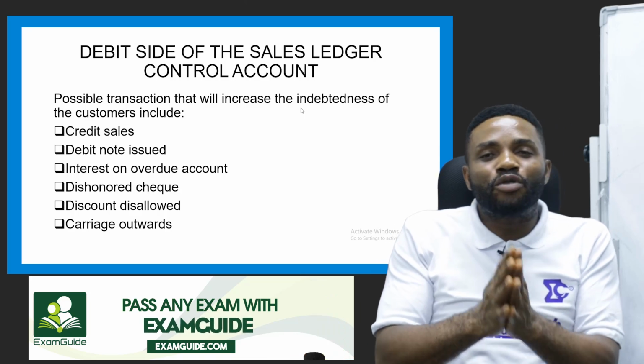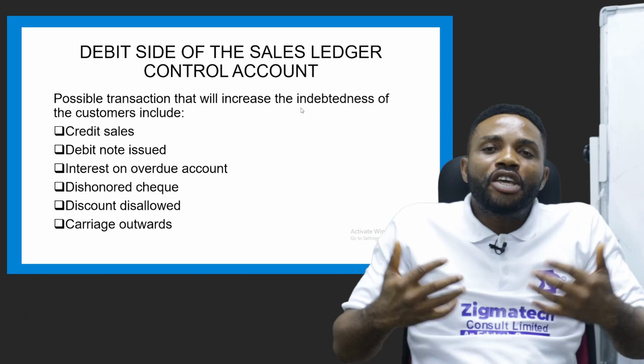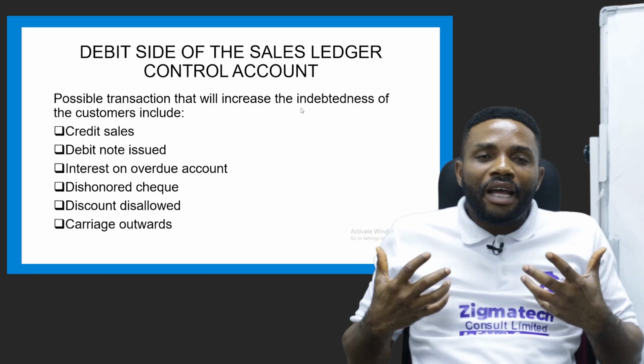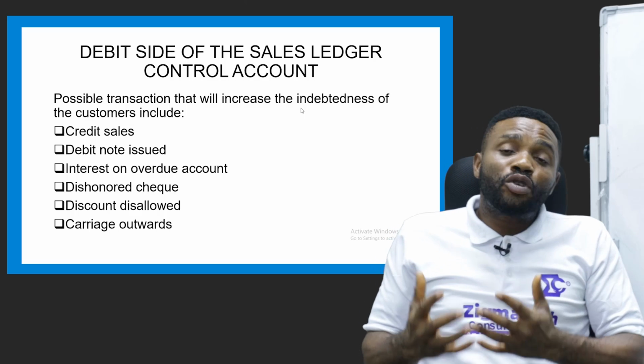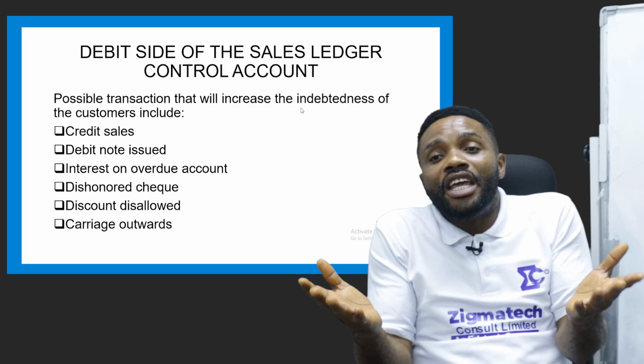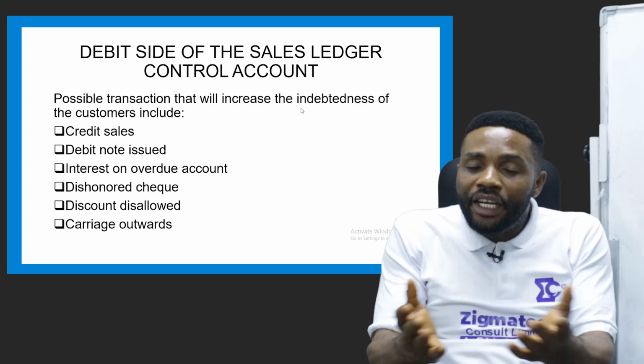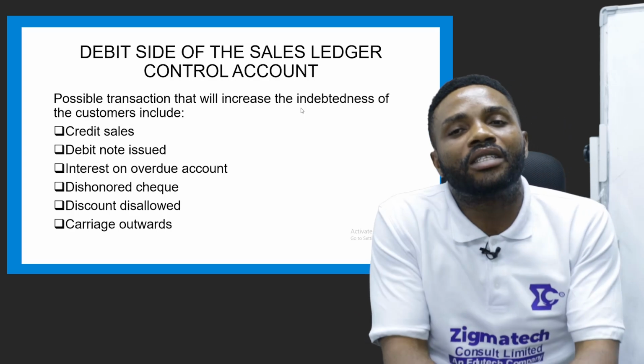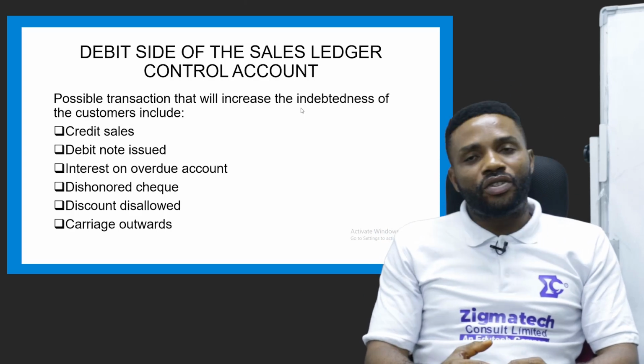Ordinarily, you bought items worth 500,000. But in the course of trying to transport this item to your business, we incurred another 200K. So instead of you paying us 500,000, you're going to pay us 700,000.